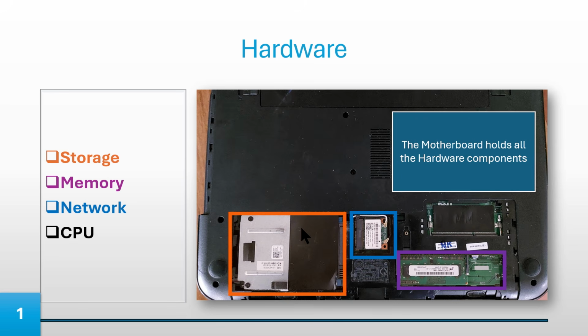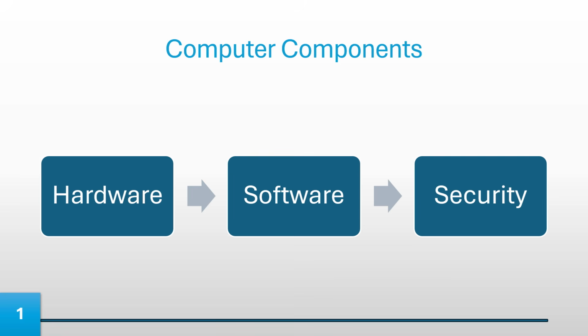What are the different components of a computer? When we come back, we'll take a look at the other aspects, which is the software. So we'll take a look at the software components and the security components as well.